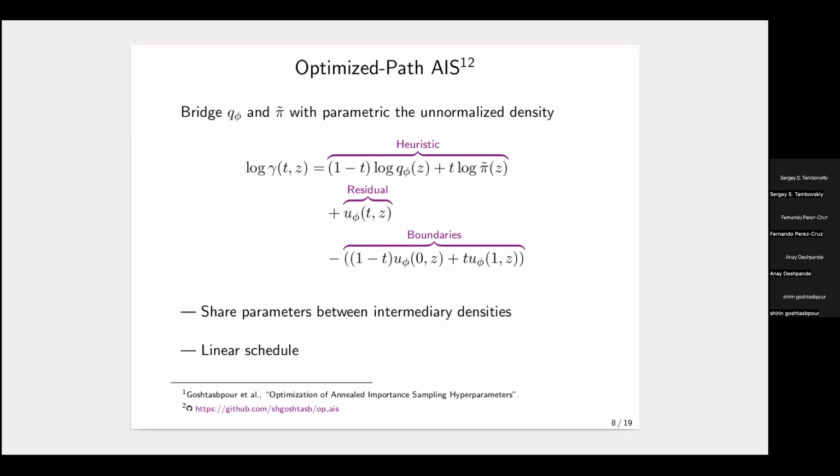By setting this parameterization for our annealing density path, we can actually share parameters between intermediary densities, which is different from the way that people usually approach parameterization of sampling algorithms, which is by having separate parameters for each one of the transition kernels that they're using. Also, if the neural network that we are using is expressive enough, there is no need to optimize the schedule, because implicitly it can represent every different schedule if we only consider the linear spacing between the time.